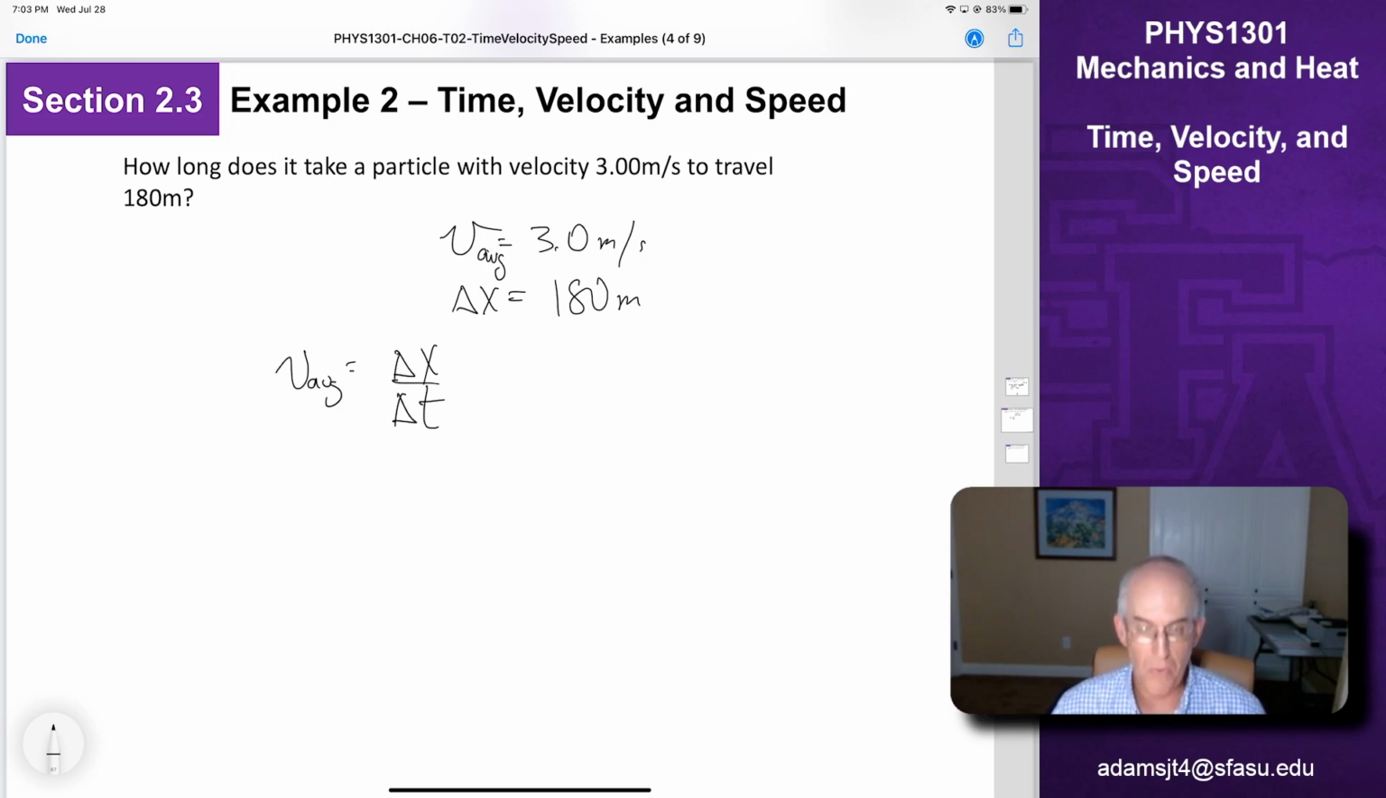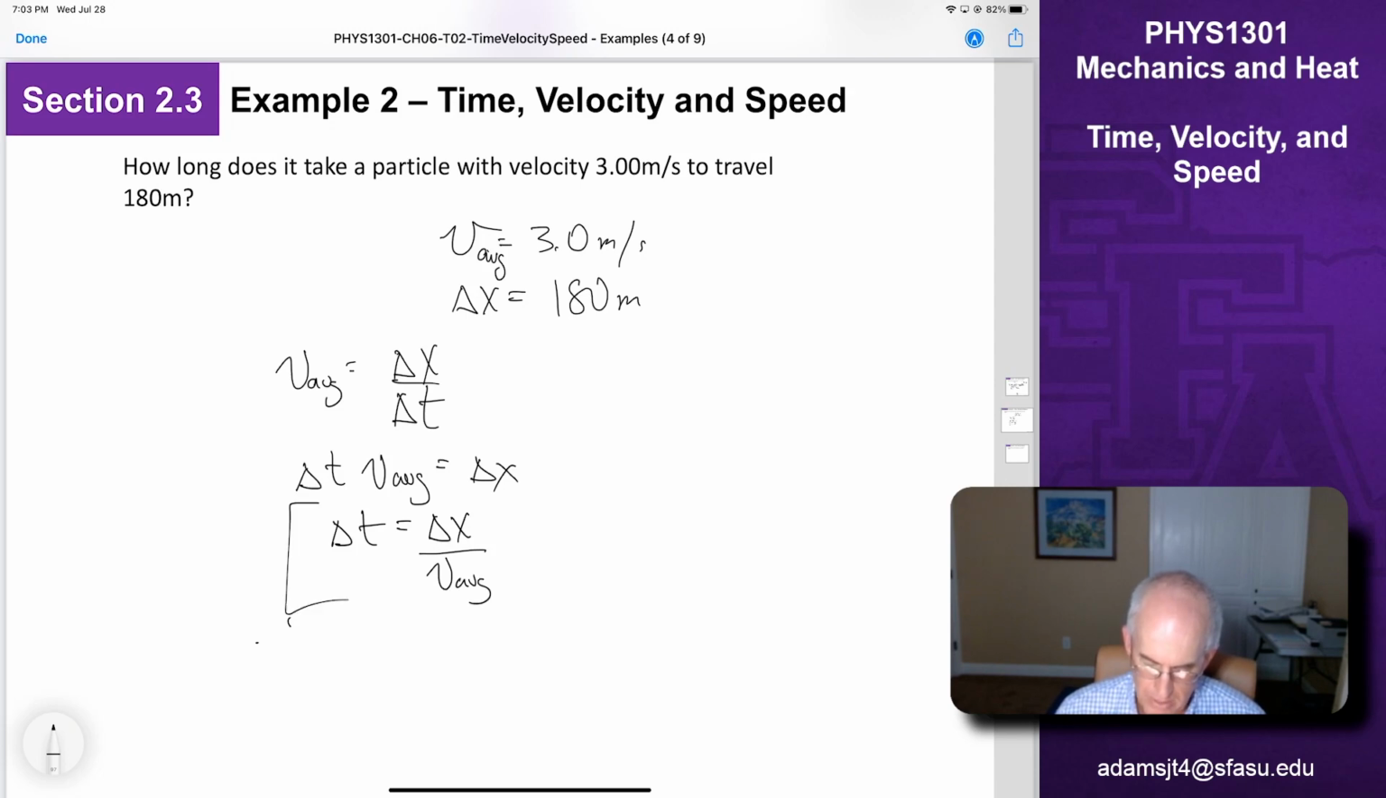So if I multiply through top and bottom by delta t and I divide through by the average velocity, the expression I'm going to get is this, that first delta t times V average is equal to delta x. That's me multiplying through by delta t, and it's going to cancel out on the right hand side. And then if I divide through by V average, I'm going to get this expression. Delta t is just equal to delta x over V average.